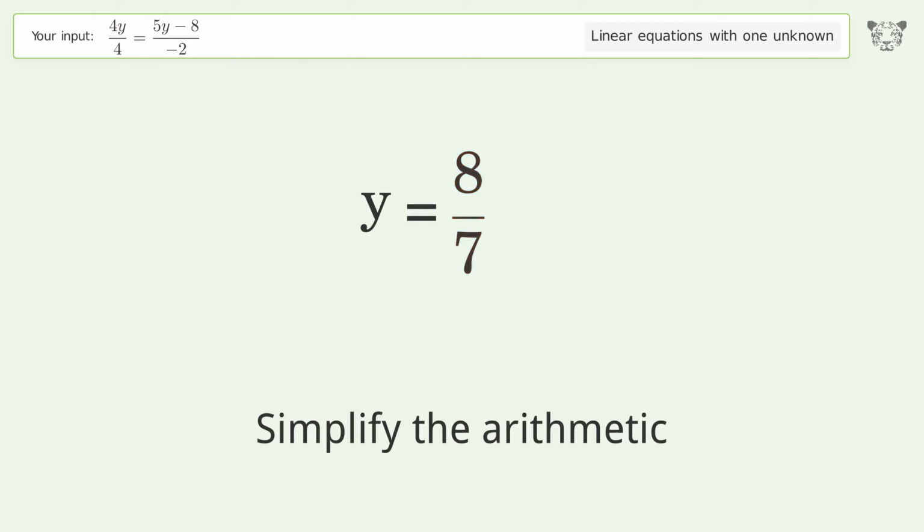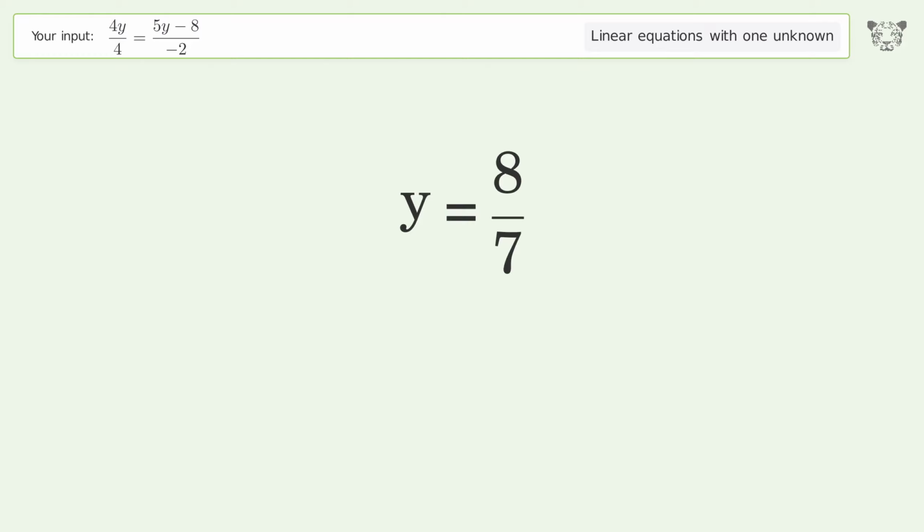And so the final result is y equals 8/7.